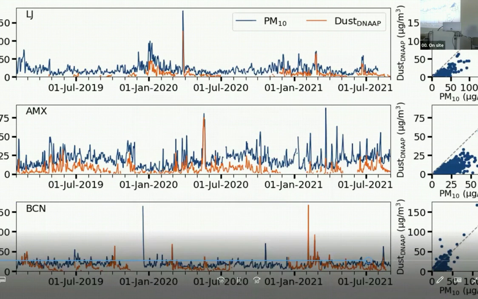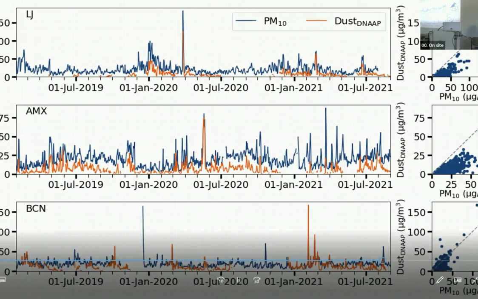Here we compare the dust concentration, shown in orange, with the PM10 measurement, presented in blue. The stations in Ljubljana and Barcelona are characterized as city background, while Agia Marina in Cyprus is a regional background station. On the left side we have time series, and the mass closure is on the right side.